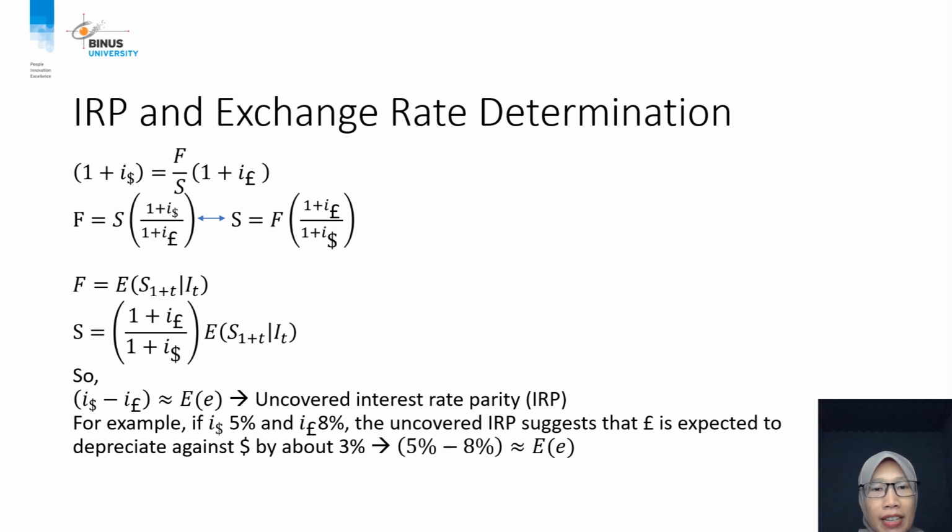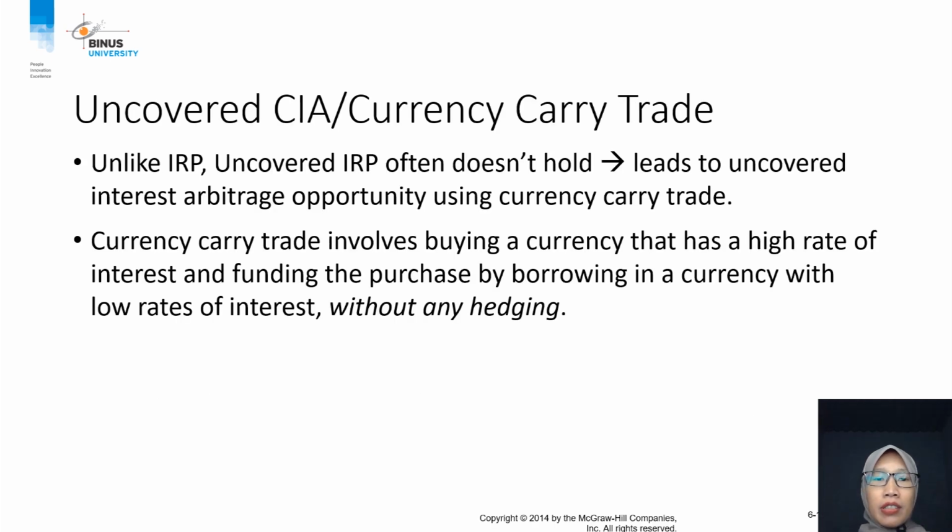So IRP and exchange rate determination. 1 plus the interest rate in the US is equal to the forward divided by the spot multiplied by 1 plus the interest rate in the UK. So you can write the formula as in the slide. Uncovered CIA. Unlike IRP, uncovered IRP does not always hold. It leads to uncovered interest arbitrage opportunity using currency carry trade.